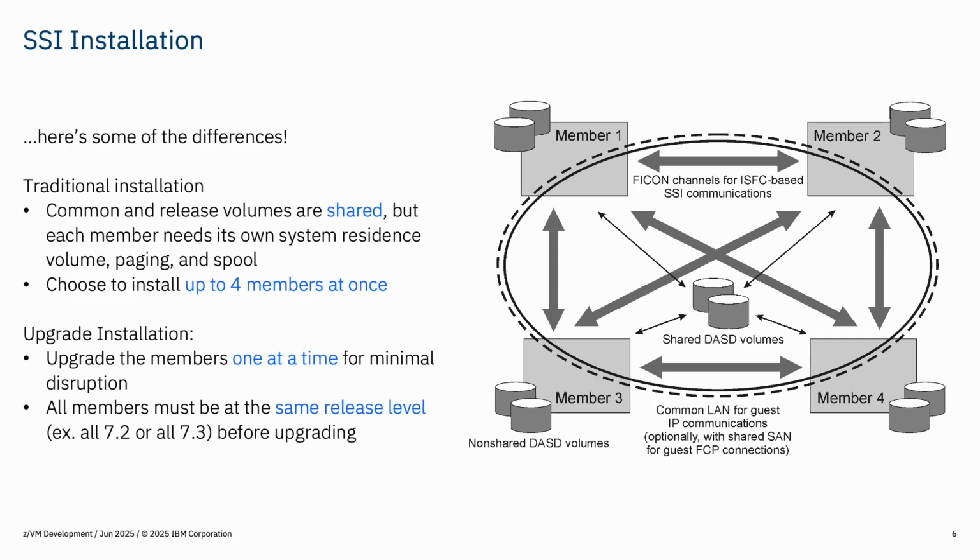Firstly, for the traditional installation of an SSI cluster, so that's installing a cluster where there was none before, your common and release volumes will be shared, but each member will need a few of its own volumes, specifically the system residence volume, paging, and spool. You can choose to install up to 4 members at one time. Then you can add additional members up to 8. You can take a look in ZVM CP Planning and Administration for more information about adding further members. But for traditional installation, you can install up to 4 members. For the upgrade installation, you can upgrade the members one at a time for minimal disruption.